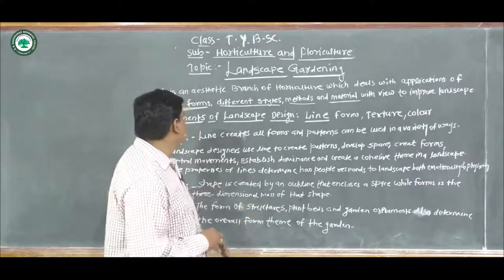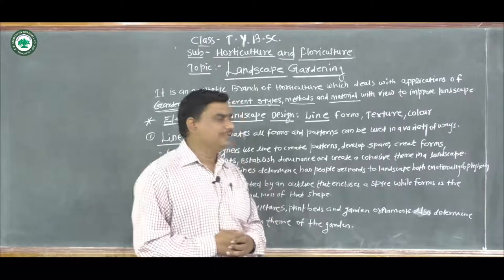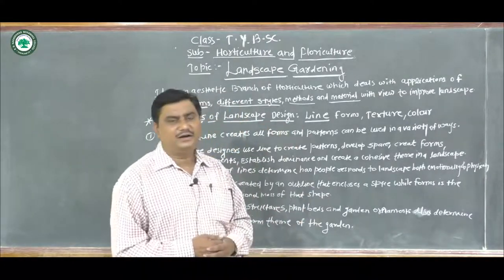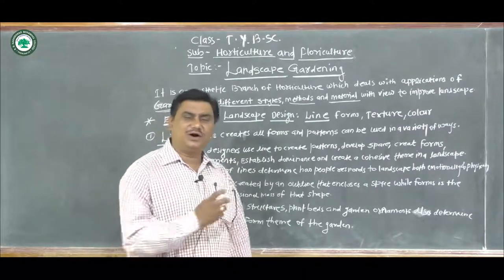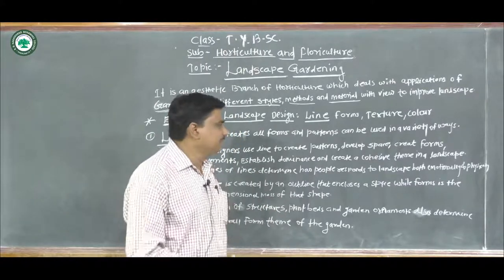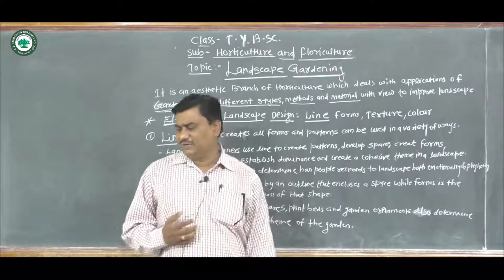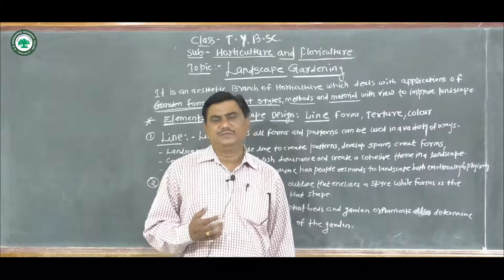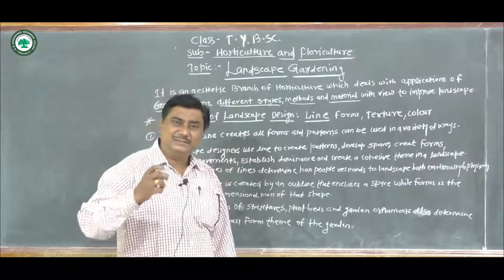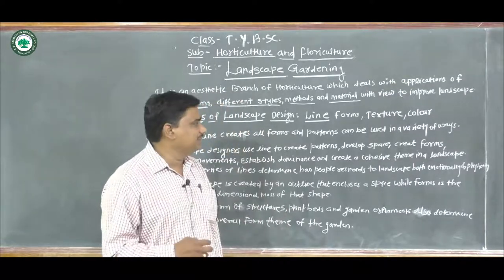And another is the principles of design of the landscape. So first there are the elements of landscape design, and another is the principles on which landscape designing is based: rhythm, balance, proportion or scale, unity, focal point, mass effect, and levels. These are the principles on which landscape designing is based.